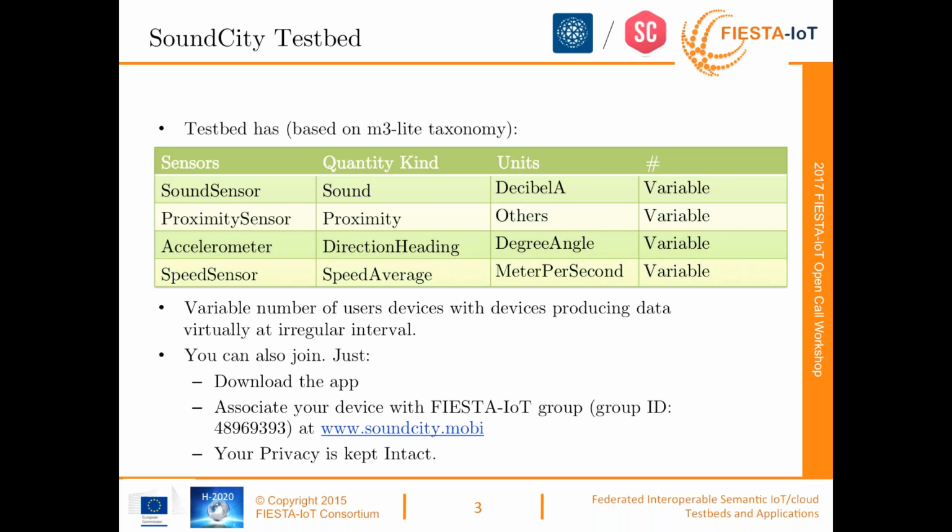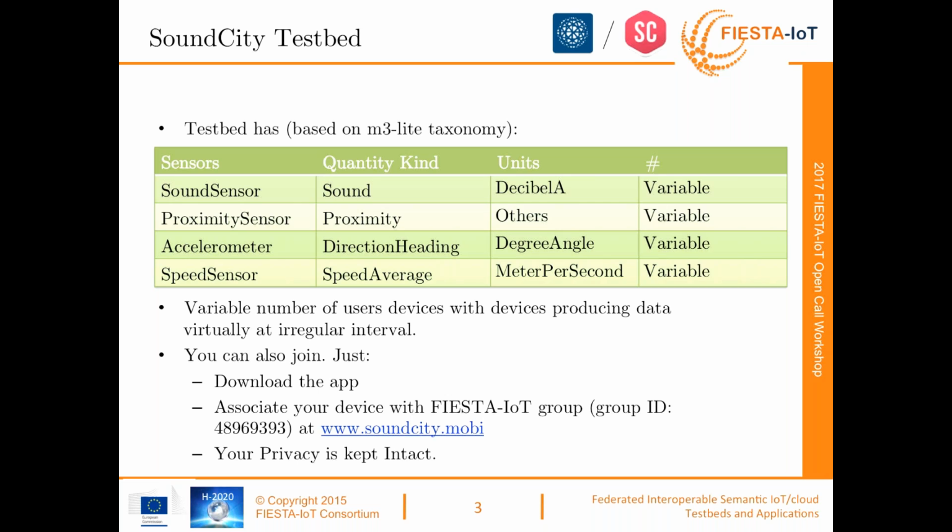The number of these resources or devices is currently variable because people join and people leave, so it's kind of a variable ecosystem. The SoundCity testbed has a variable number of sensors, and it also depends on how many users have actually authorized us to send their data to Fiesta, because we have this privacy issue. Not everybody wants their data to be public, so it's only those people who have specifically authorized us to send the data to Fiesta.